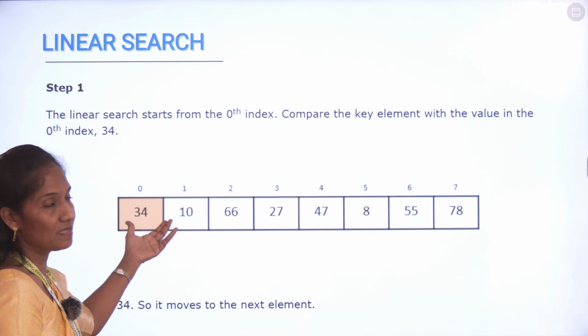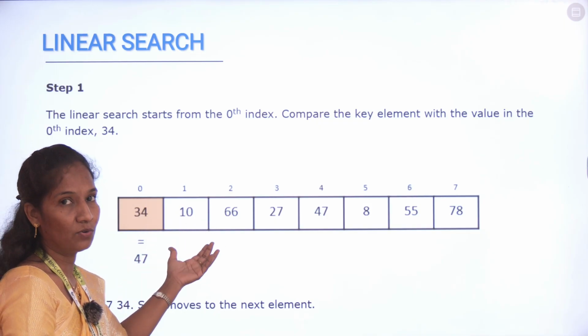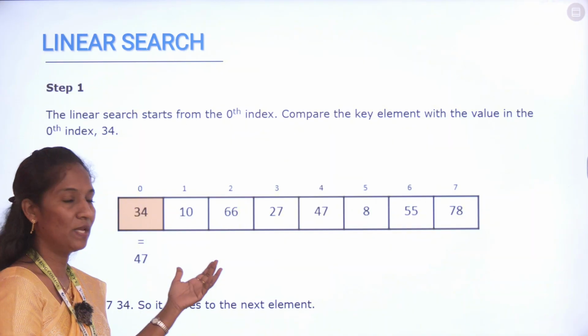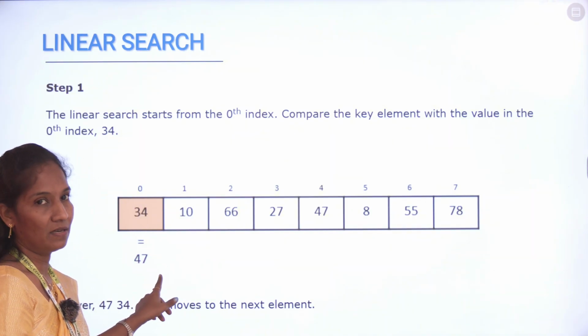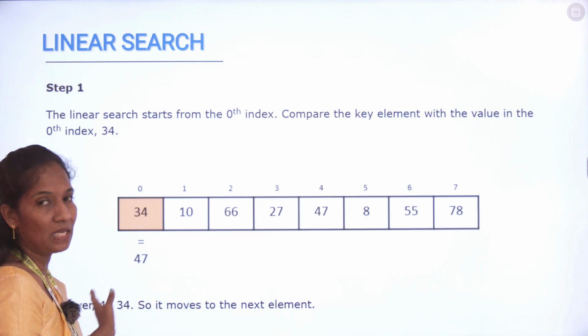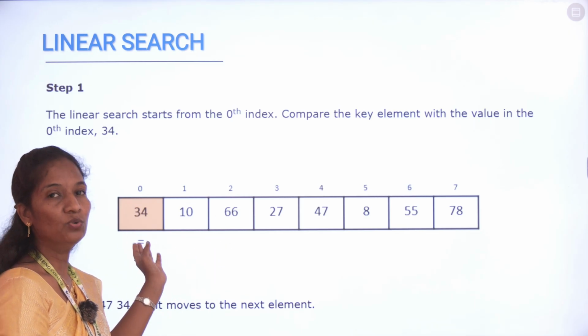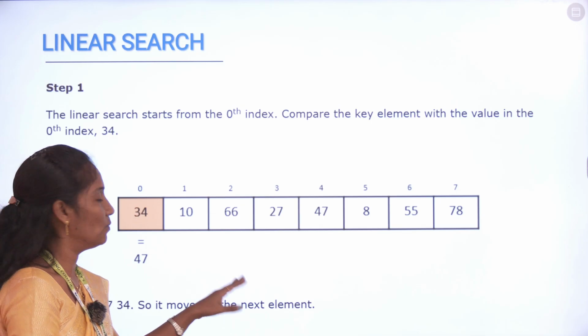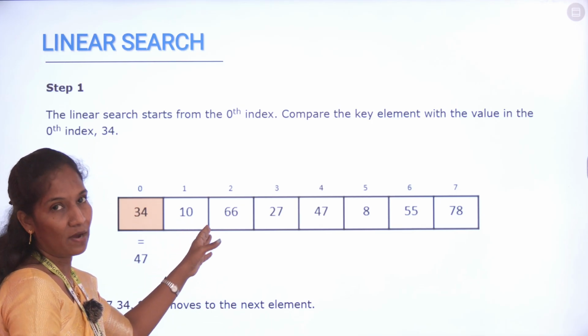The value present at the 0th index is 34. Now we do a comparison between 34 and 47. Here 34 is not equal to 47. So we have to move to the next element, which means we move to the next index value. The next index value is 1.